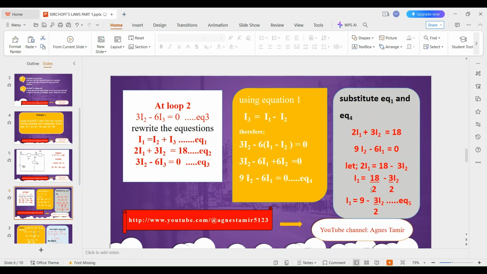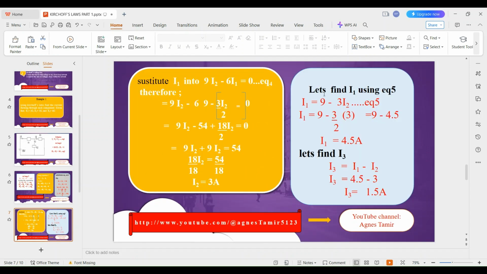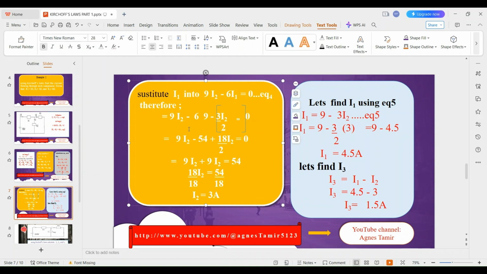Let's now substitute this equation into equation 4. We know that I1 is equal to 9 minus 3 over 2 I2, so we replace it in this equation. Let's find I1 using equation 5, the one that we have just seen. We are substituting equation 5 into equation 4, and this is our equation 4 we have just seen in the previous slide.